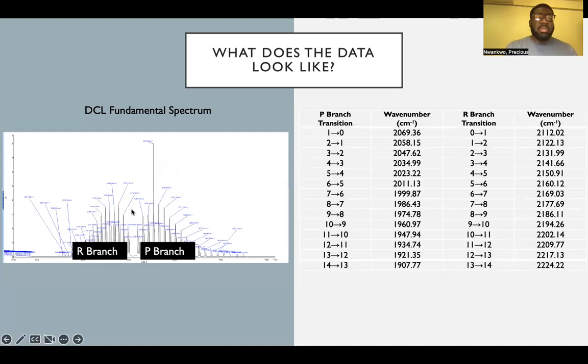This is our DCl fundamental, where we're going to go about it the same way. We're going to use our R branch or our P branch and just label them using the wave number at which the peaks are occurring to understand where these transitions are happening.